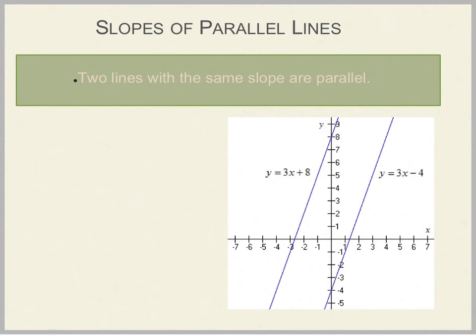Slopes of parallel lines, then, are 2 lines where we have the exact same slope. In this instance, we can see that our slope is 3 in both cases. However, they are not the same line. Visually, we can see that, but we can see that mathematically because they have 2 different y-intercepts.